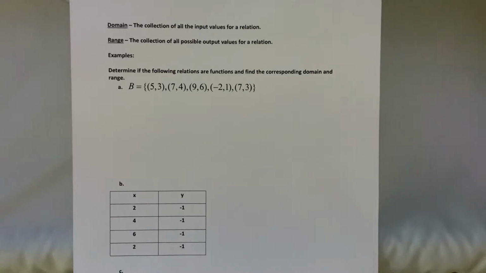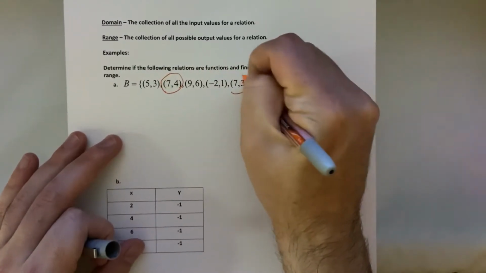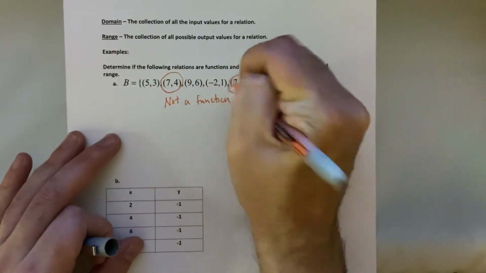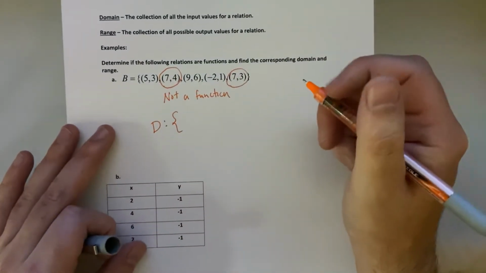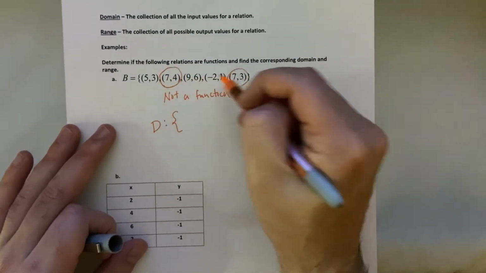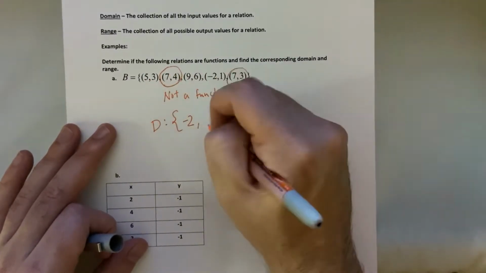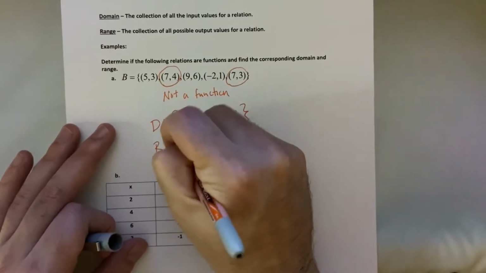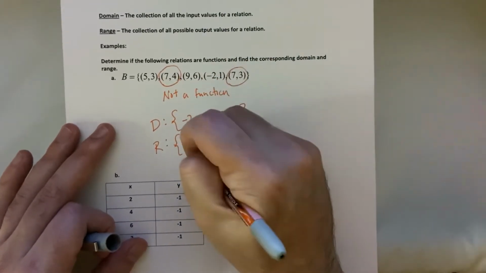So determine if the following relations are functions and find the corresponding domain and range. So here, we see 7 going to 4, and 7 going to 3, so this is not a function. The domain, because it's a discrete set of points, you use braces, and you list all the x values. I'm going to put them in order, but the order doesn't matter: -2, 5, 7, and 9. I just like to go from least to greatest. The range, I see 1, 3, 4, and 6.